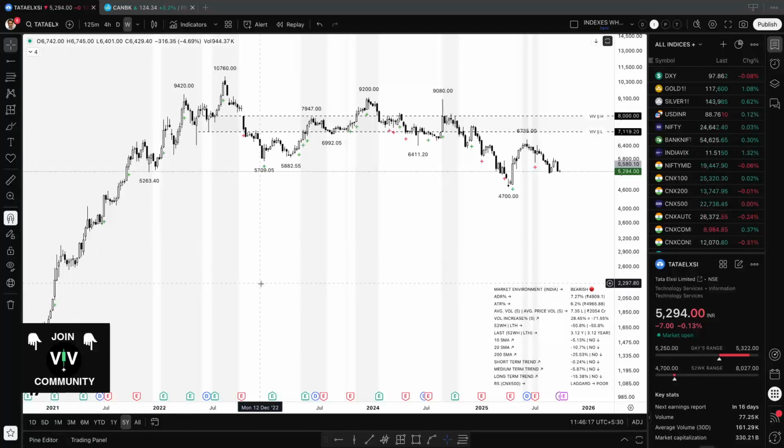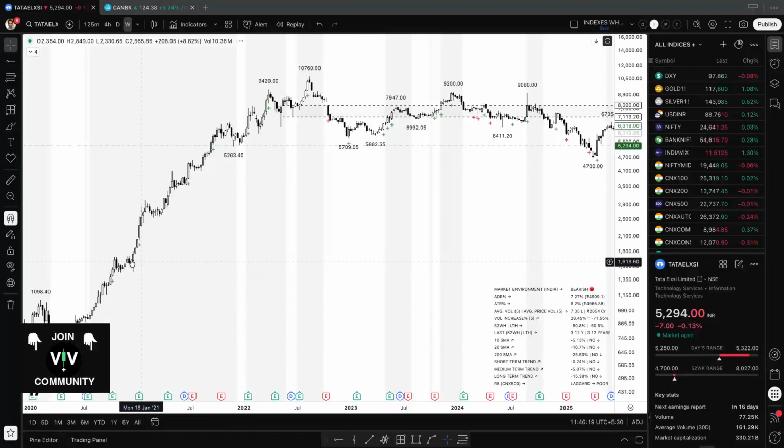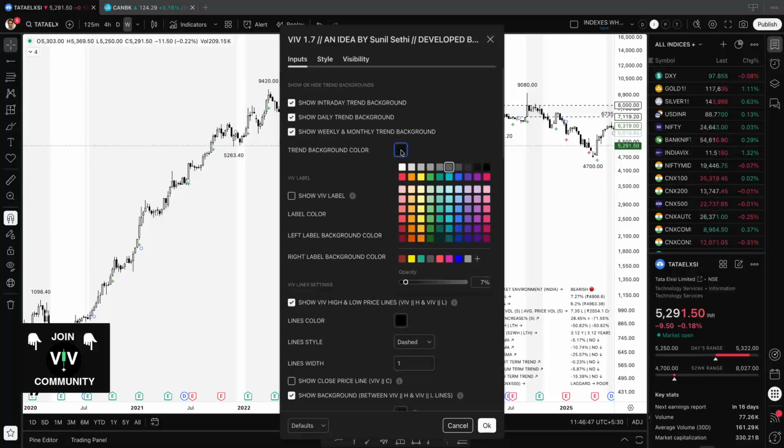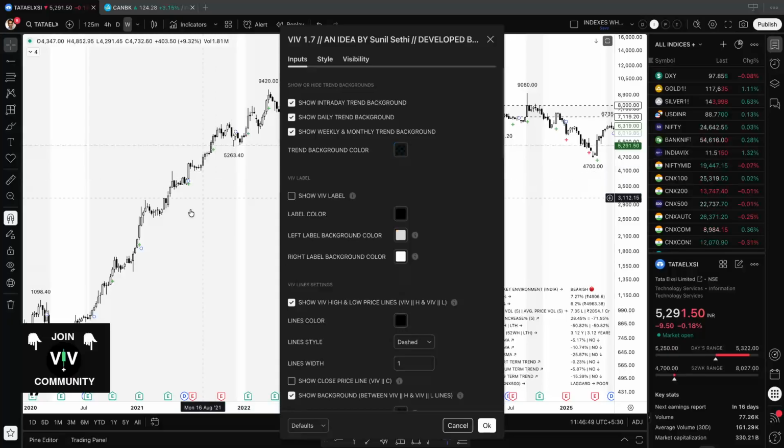So trend direction is kind of a background, which you will see as a dark background, which you can also change from the settings. If you want, you can show the intraday trend, daily trend, weekly or monthly trend. Intraday is from 1 minute to 4 hours of chart, then daily time frame, and then weekly and monthly time frame. You can also change the color of the background.